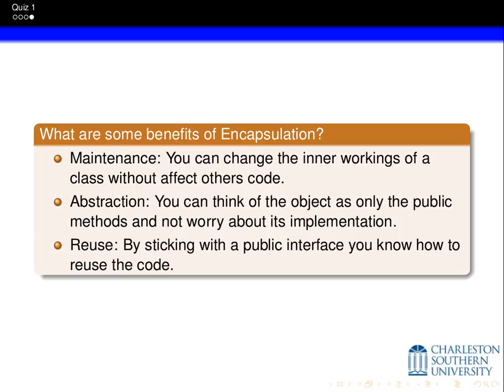So, three big things. Maintenance going forward, if you have to change something, if it's private that you're changing, you only have to fix it in that object. You don't have to go to everyone else's code. Abstraction, you can think of the object as just a public method, so you don't have to worry about the implementation, so it helps simplify how you're thinking of the code. And then reuse, since it's simplifying how you're thinking of the object, you can have an easier time reusing it. All right, any questions on the quiz?